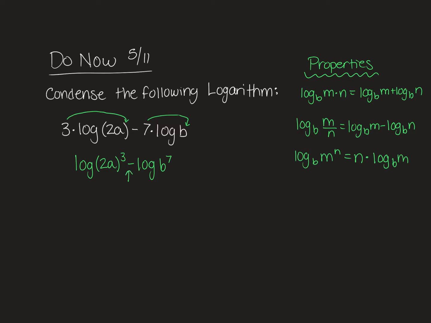Now we are subtracting. If you are subtracting, then you're going to divide. So we're going to have log of 2a cubed divided by b to the 7th. That is completely condensed.